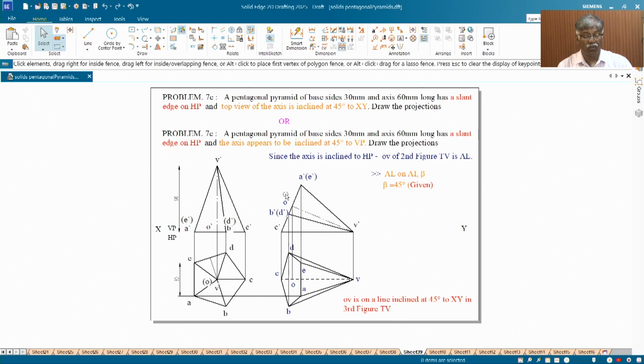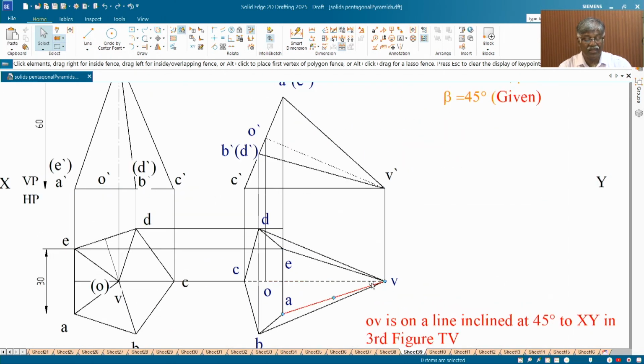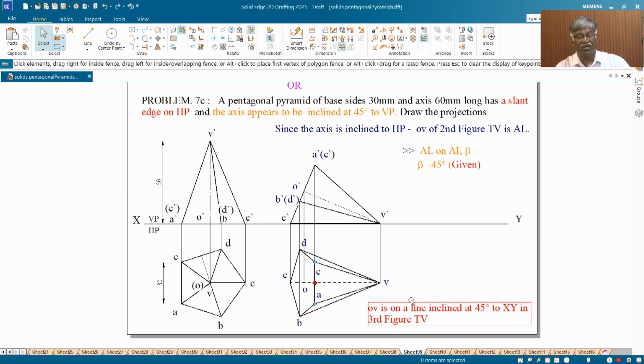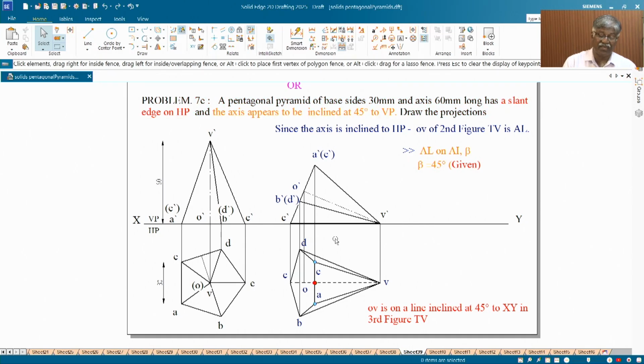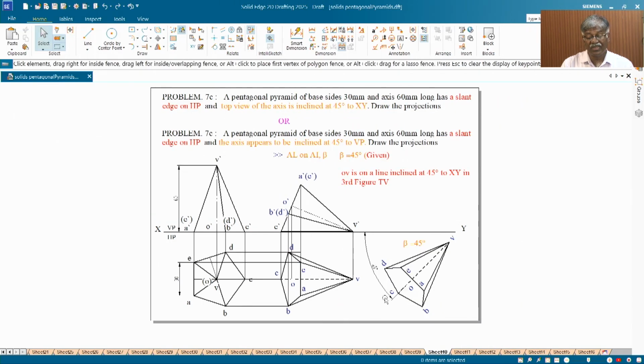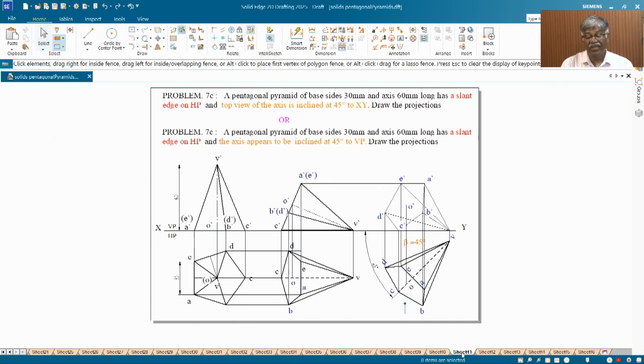That is step 2, top view of the second figure. Now what he says, the top view of the axis is inclined 45 degrees to XY. The top view of the axis means OV. Normally they give the axis inclined some degree to VP, or appears to be inclined some degree to. Appears to be means beta is given, and directly if they give, they say it is inclined. But here the top view of the axis is given, definitely you must take the top view as OV. Then this gets you the inclination 45 degrees, beta is given. Then you have the top view.